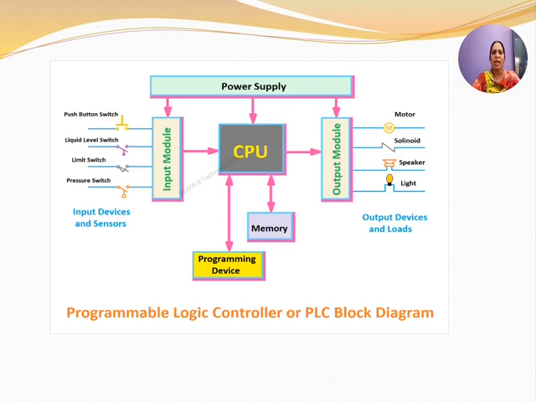The input can be either analog or digital. We have push button switches, liquid level switches, limit switches, and pressure switches, which are the input devices, and then on the output side you have the motor, the solenoid, the speaker, the light or the horn, whatever it may be. So this is the basic block diagram of a programmable logic controller.